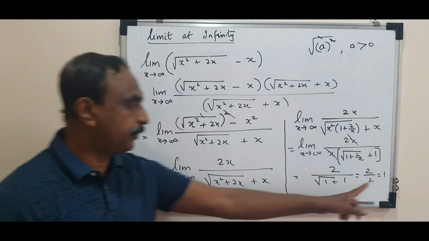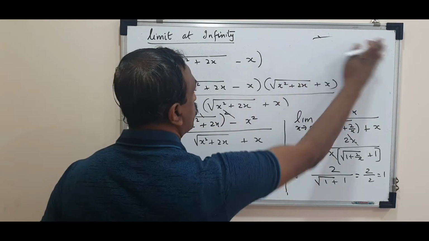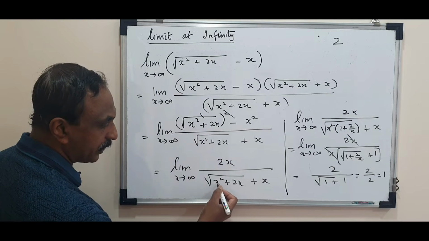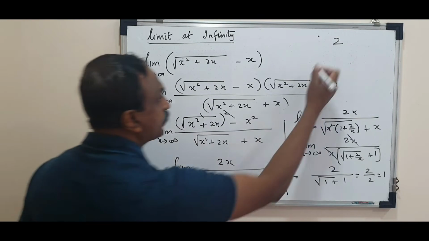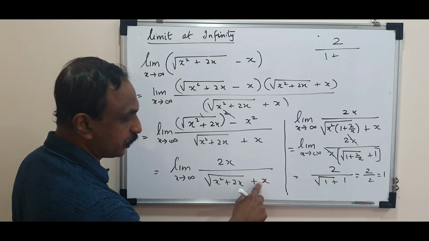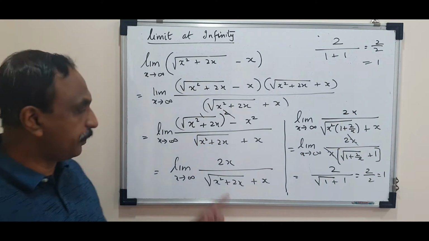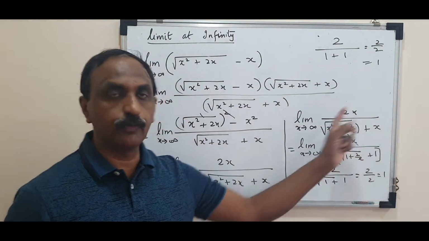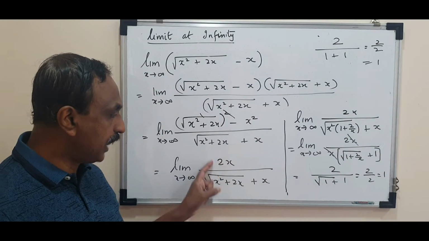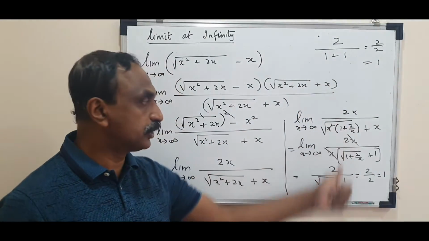Now you can do this problem directly also. What is the coefficient of the highest power in the numerator? 2. In the denominator, √(x²) is x, so its coefficient is 1. This is the highest power, so its coefficient is 1. So 2 by 2, the answer is 1. This is a short method, but I just showed you how it works. So next time onwards, when you have the same degree, just collect the coefficients of the highest powers and you will directly get the answer. You don't have to do this procedure.